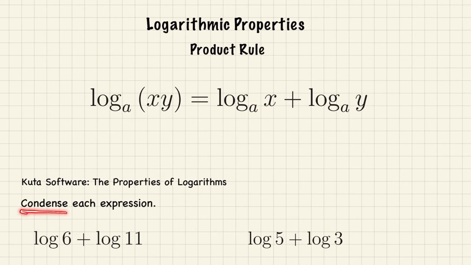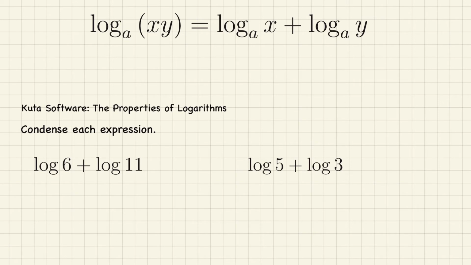Now we're going to take these same properties and instead of expanding each expression, we're going to condense each expression. What that means is we're going to go from this side to this side. Where we see a plus, we're going to put a multiplication sign. So we have the log of 6 plus the log of 11. So it becomes the log of 6 times 11.